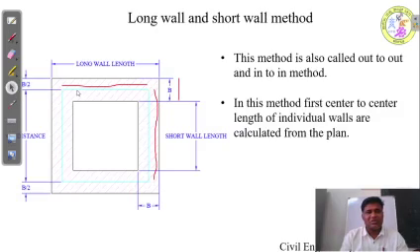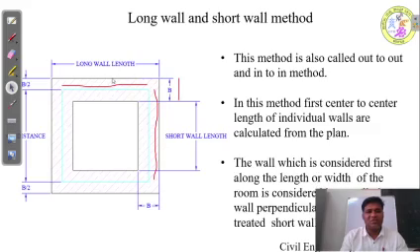Whenever you receive a plan for the long wall short wall method, first you should draw the center line diagram of that plan. Then you have to assign the long walls and short walls to the plan. If you consider the walls along the x direction as long walls, then the walls perpendicular to these long walls will be the short walls. For long walls you add the breadth, and for short walls you take the difference of the center to center distance and the breadth.